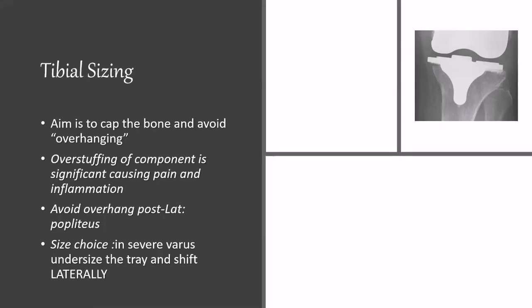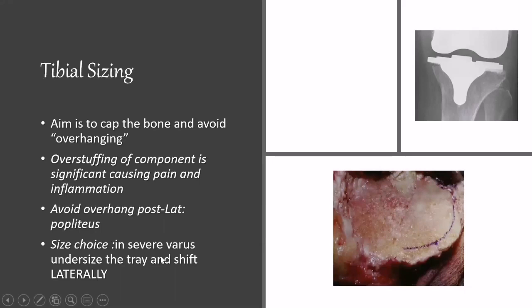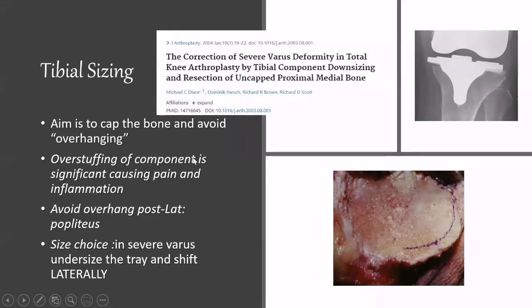Some among the tibial size, when you are going to have larger or smaller, almost undersize the tibial tray. If you go there, you cover the lateral side completely, shift it laterally, do not shift medially. And then if you have an overhanging, uncapped medial side, you can outline this and remove it. This is a very good study from 2004: correction of severe varus deformity in total knee by tibial component downsizing and resecting the uncapped proximal medial bone.